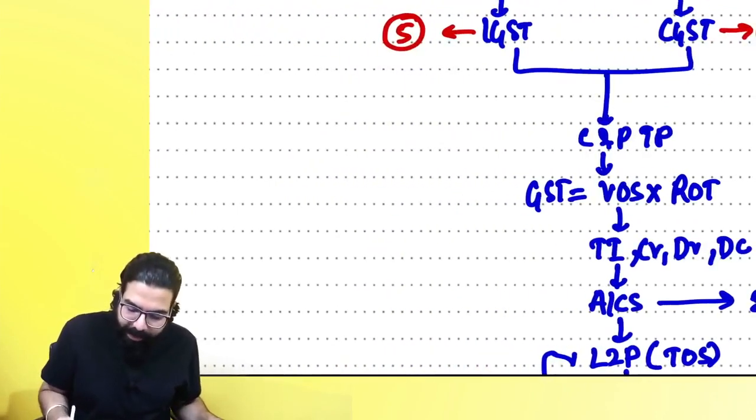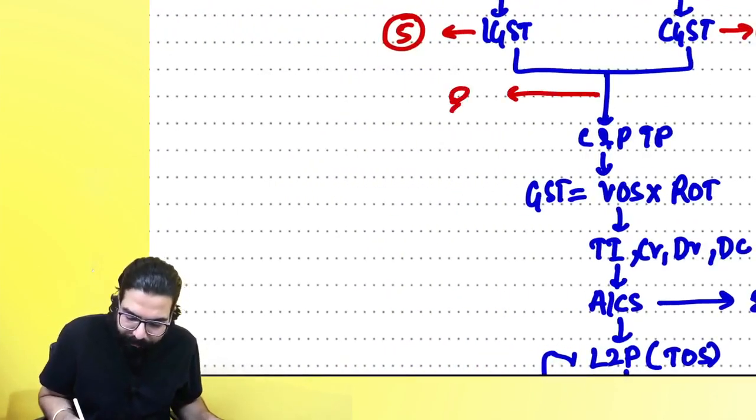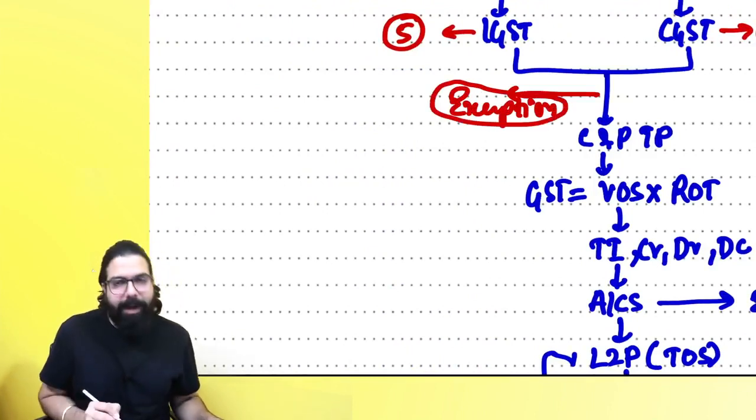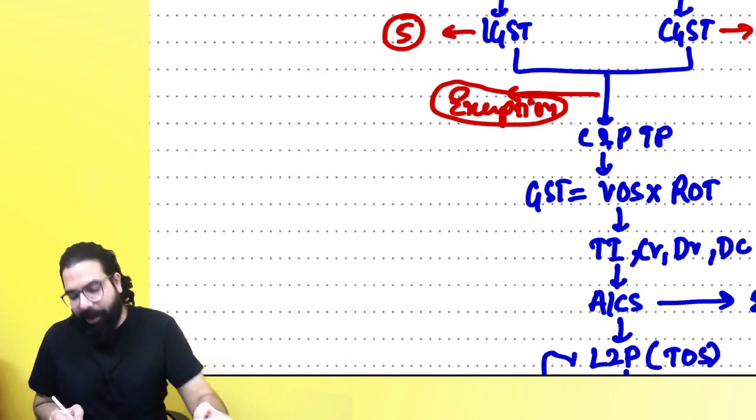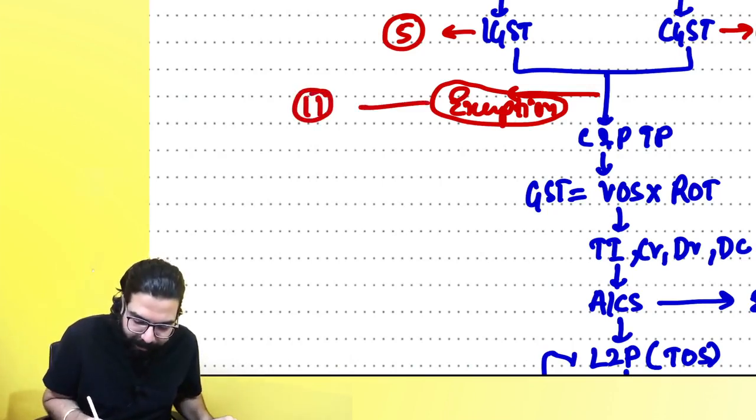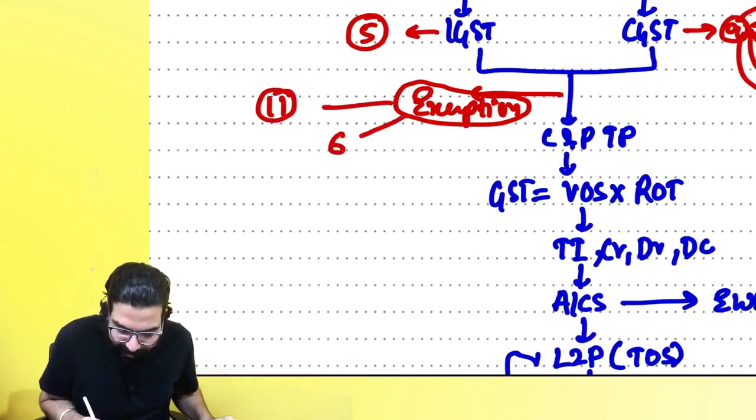Then we understood that if you are falling in an exemption, then GST need not be collected and paid by you, meaning if your goods or service are falling in an exemption. An exemption we learned in section number 11 of the CGST Act and section number 6 of the IGST Act.